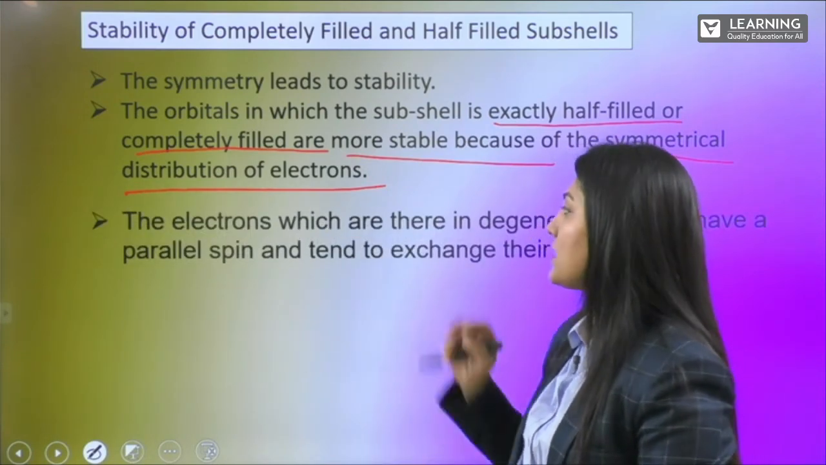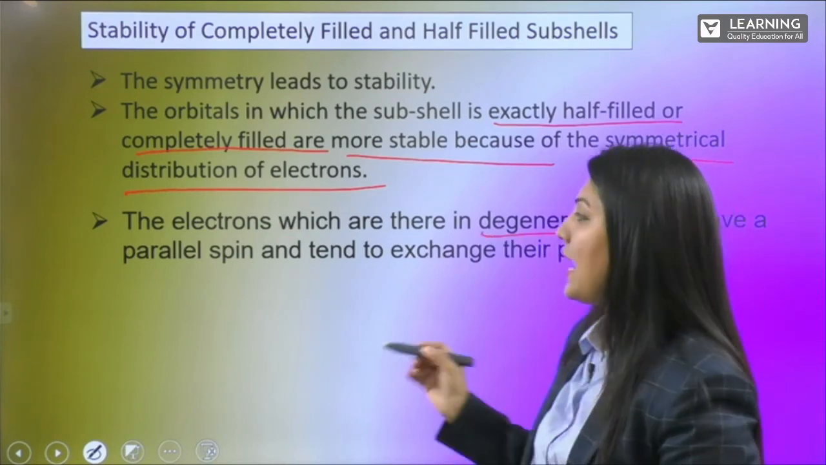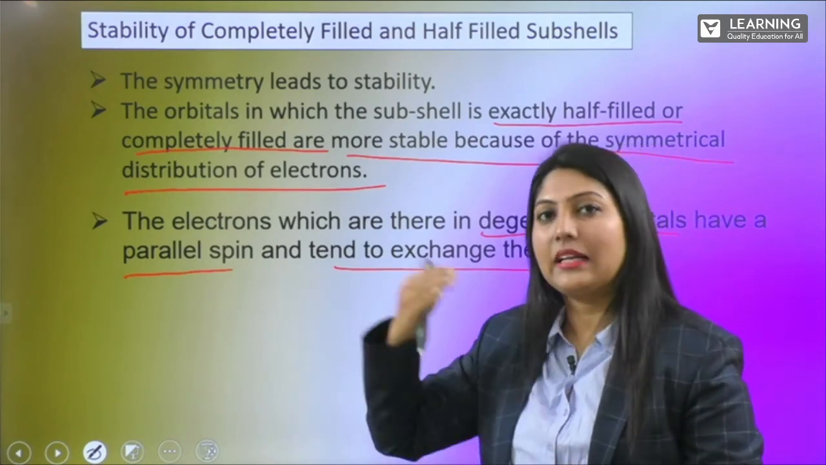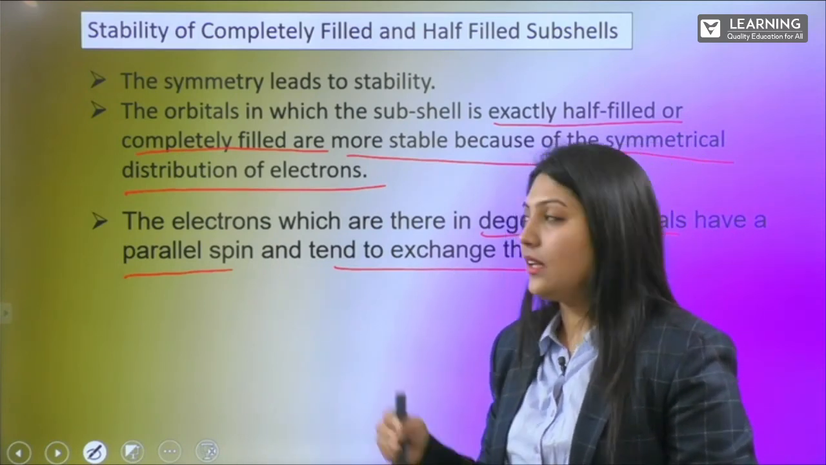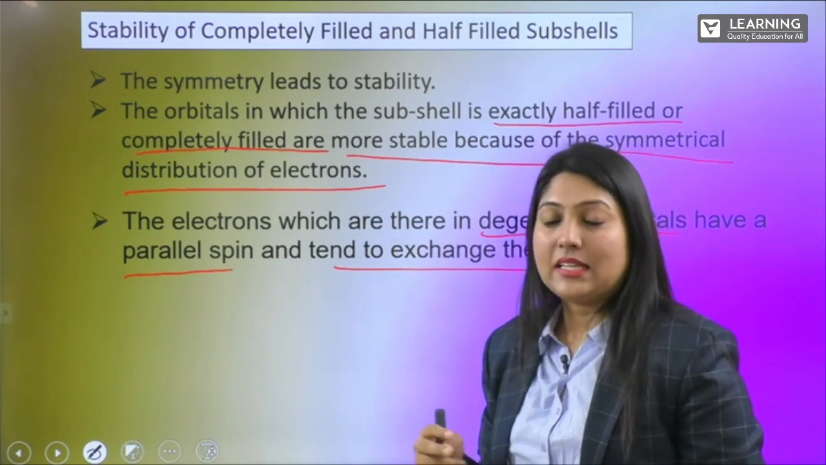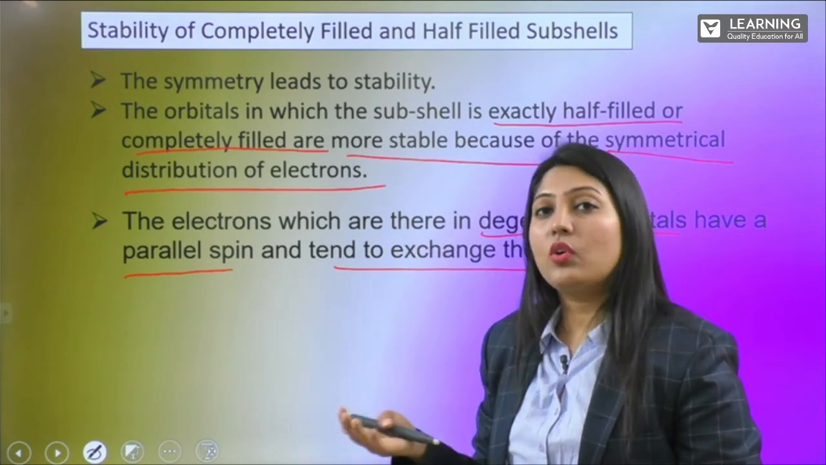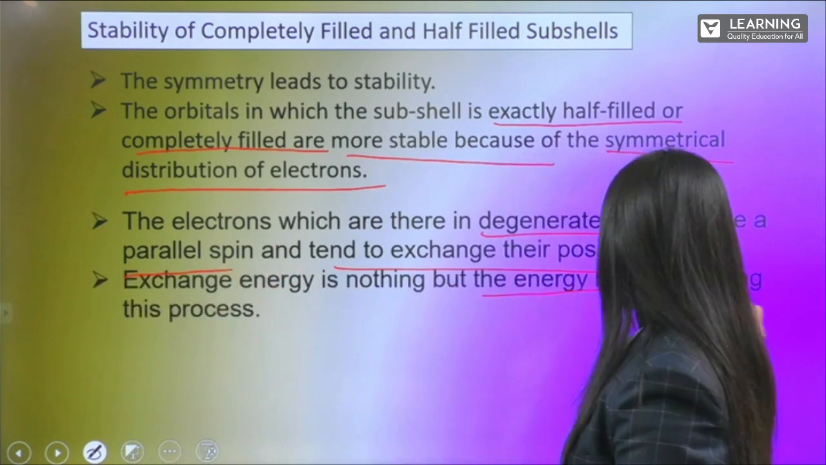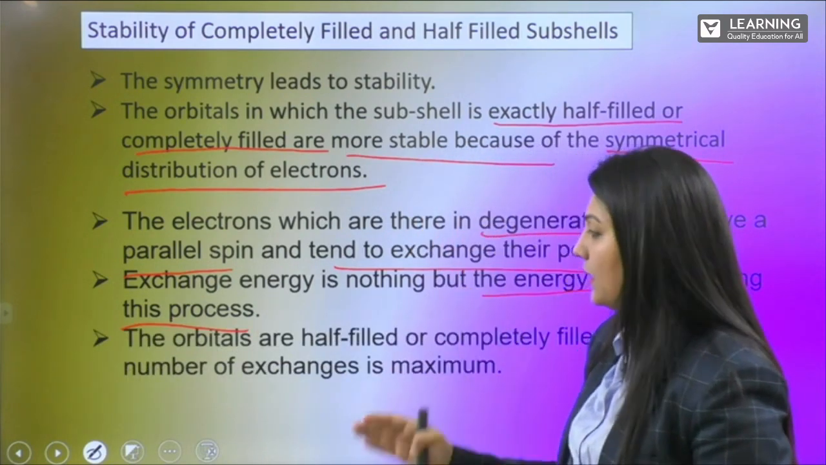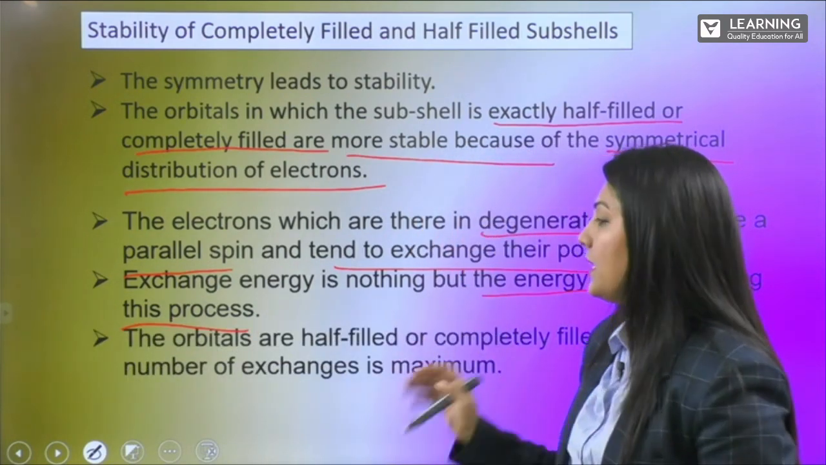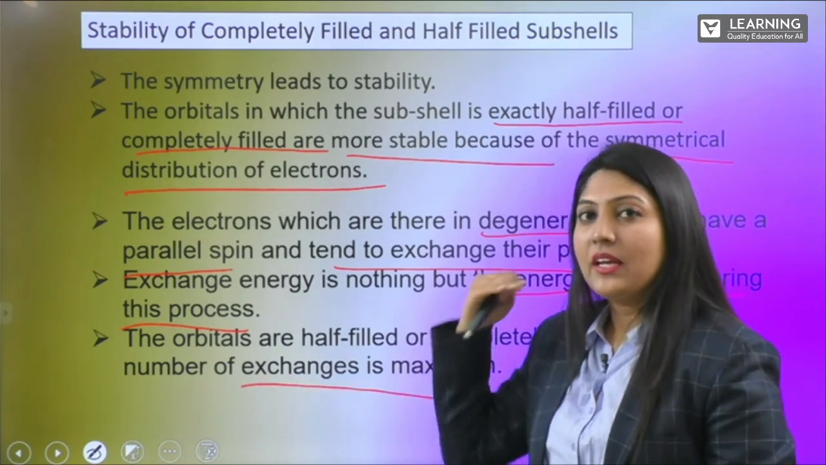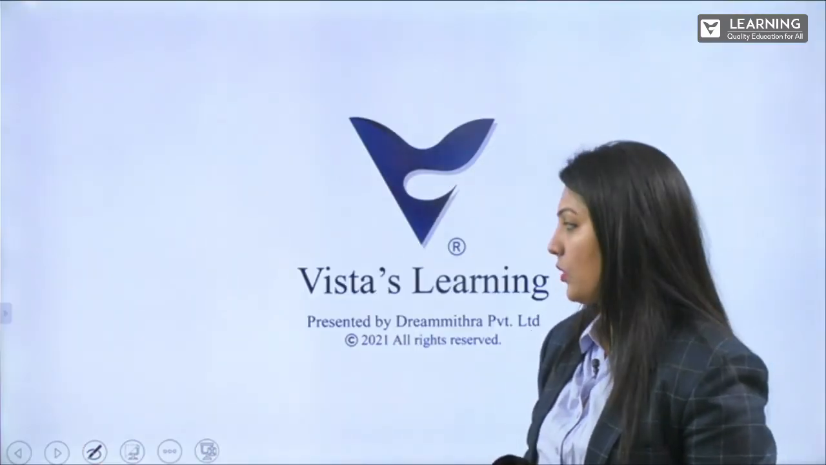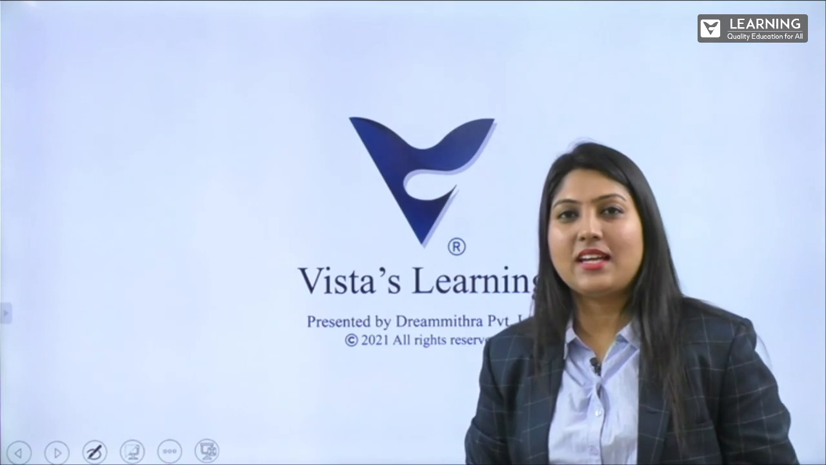And then the electrons in the degenerate orbitals have parallel spin and they tend to exchange their positions. When they change the positions, the stability will increase. The more exchanges that take place, the more the stability. Exchange energy is nothing but the energy released during the process. When the orbitals are half filled or completely filled, the exchange energy is maximum. If the maximum exchange is done, then the stability will be more. Yes, students, by this you can understand about this.